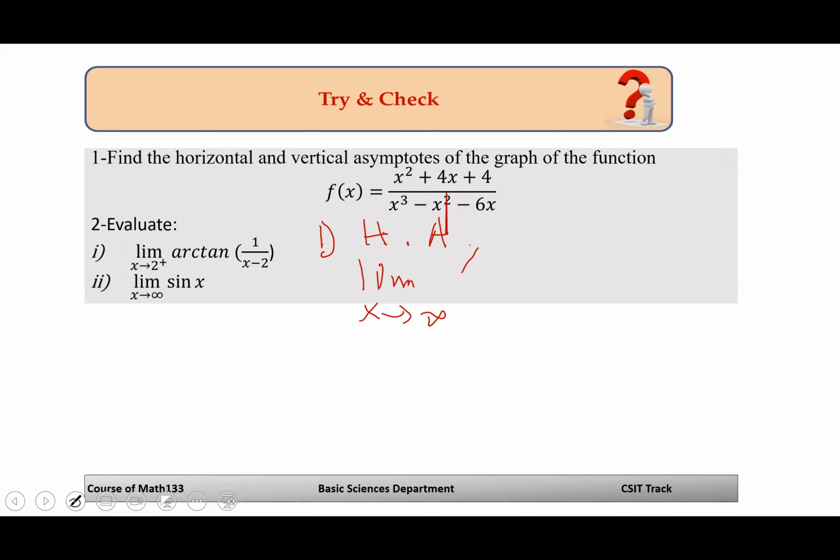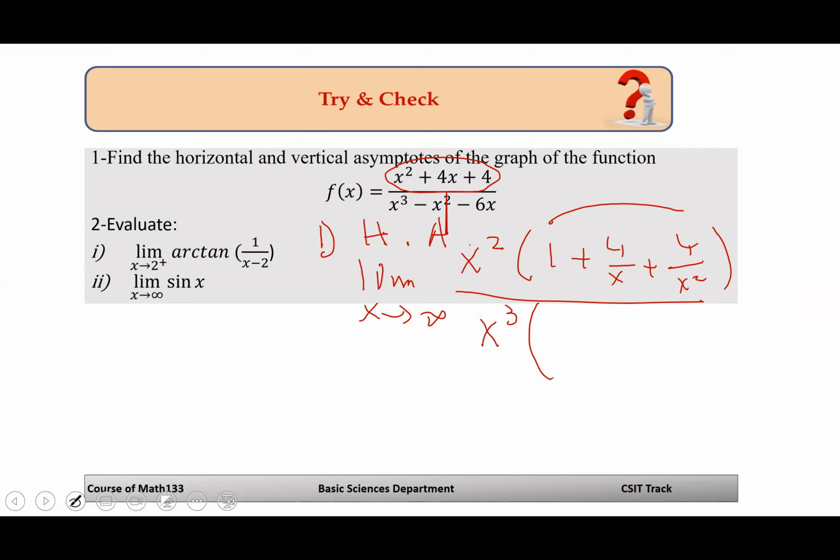So I will take common factor x squared in the numerator. So 1 plus 4 over x plus 4 over x squared. All the time, if you don't understand how we obtain this, just expand and you will find the result in the original function. Over the highest degree in the denominator, which is x cubed. So I will take x cubed as common factor, 1 minus 1 over x minus 6 over x squared. And now clearly all of these quantities are going to 0.